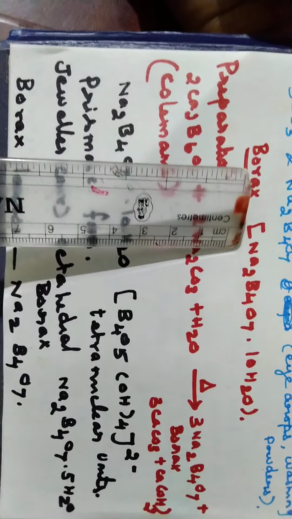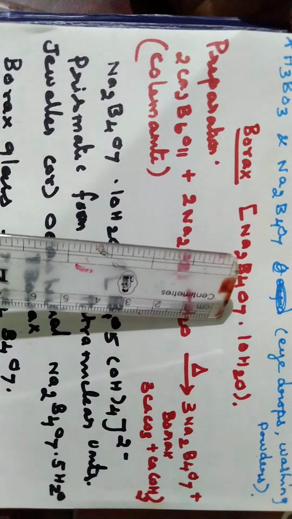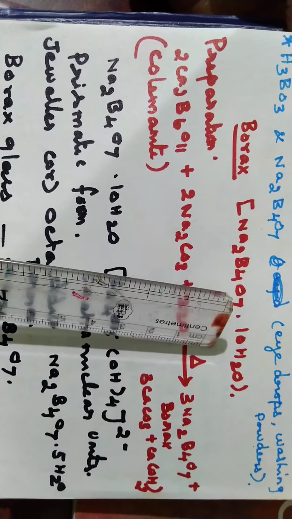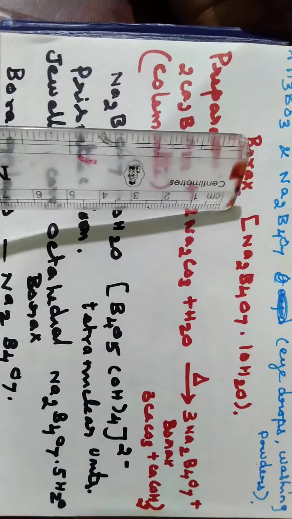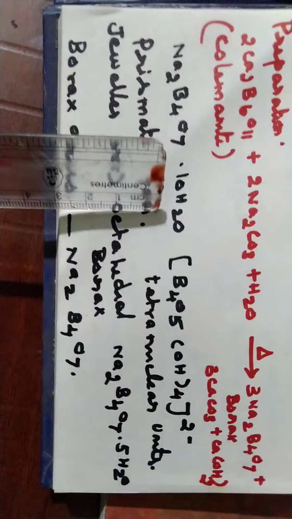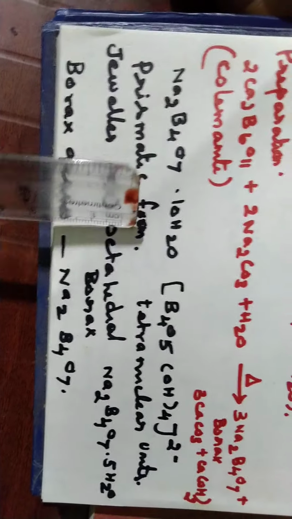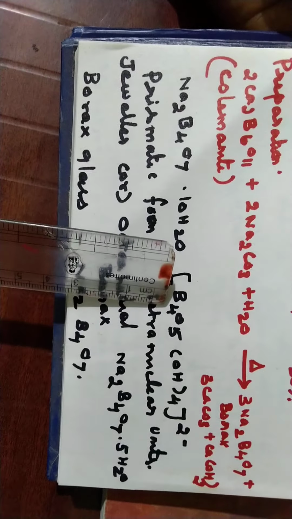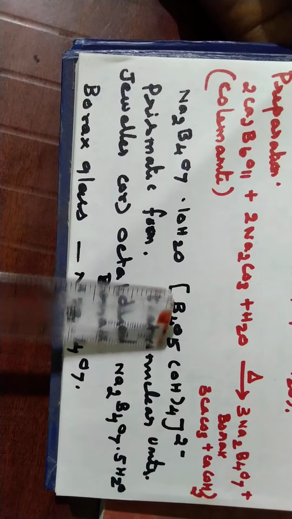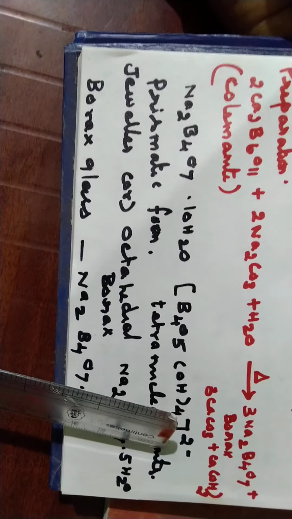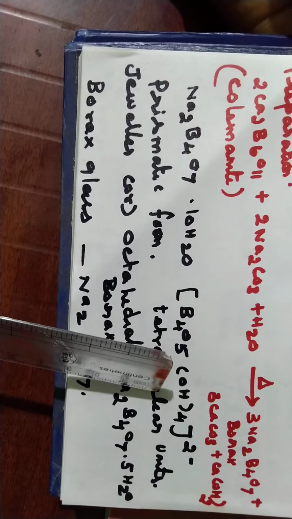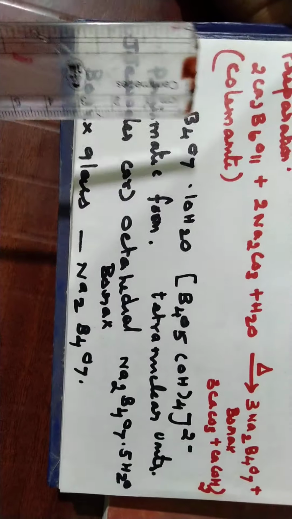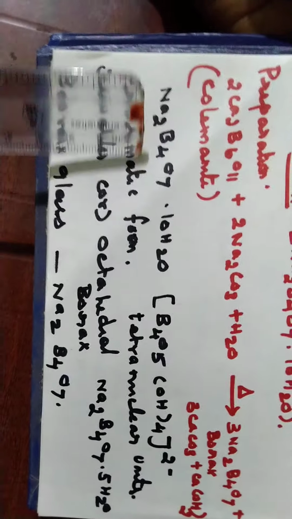Borax, the formula is Na2B4O7, and it contains 10 water molecules. If borax has 10 water molecules, then that is called the prismatic form, and it has the tetranuclear units. So what is the tetranuclear unit? B4O5(OH)4 carrying 2 negative charges. So this is the tetranuclear unit, and that is present in the prismatic form.